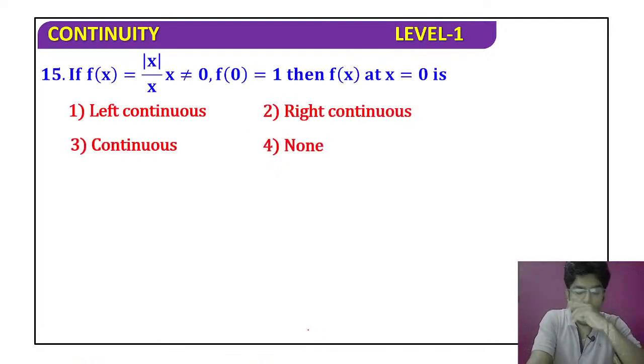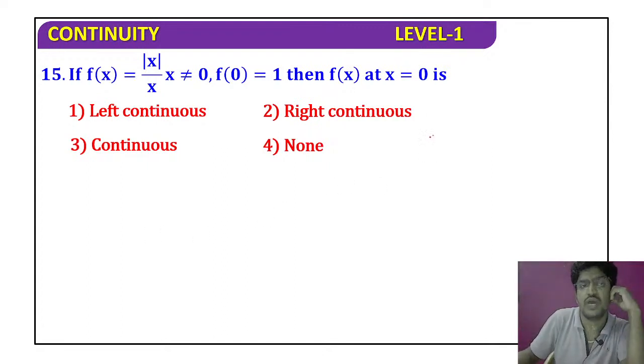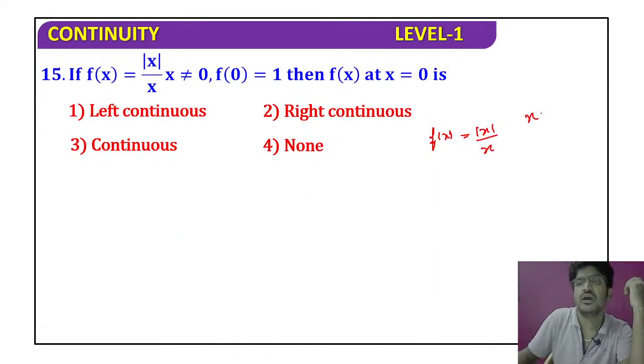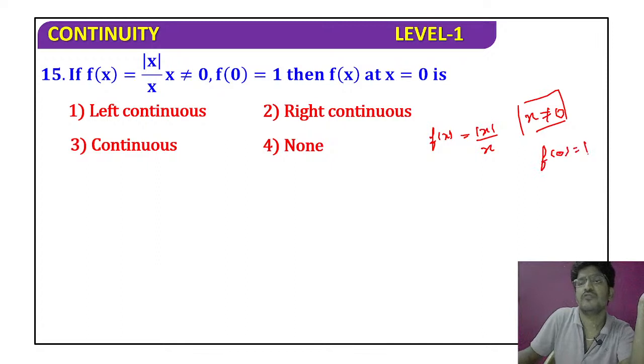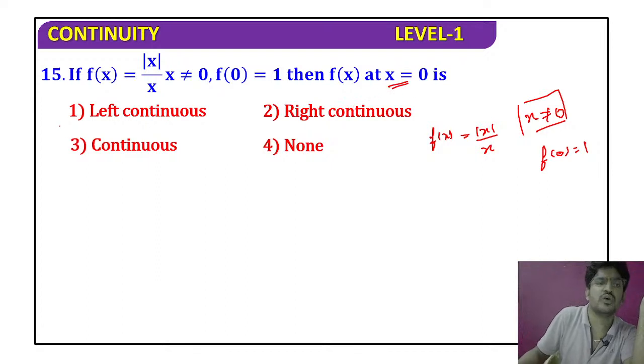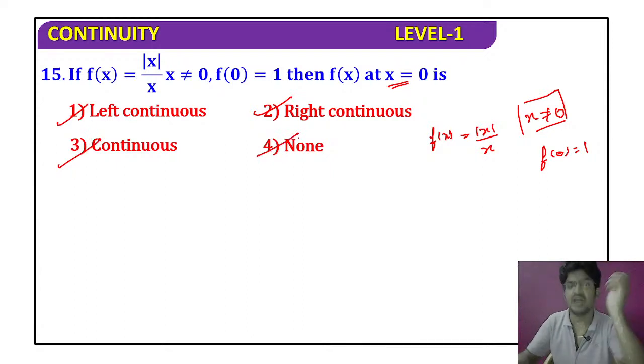So now quickly we can go for the 15th problem. In that 15th problem you can just see they have given f of x is equal to mod x divided by x, and x is not equal to 0. F of 0 is 1. Then at x equal to 0, is it left continuous, right continuous, continuous, or none of this? They are asking.